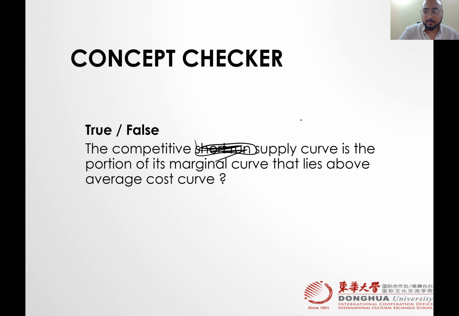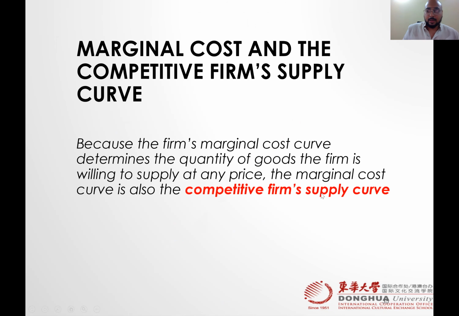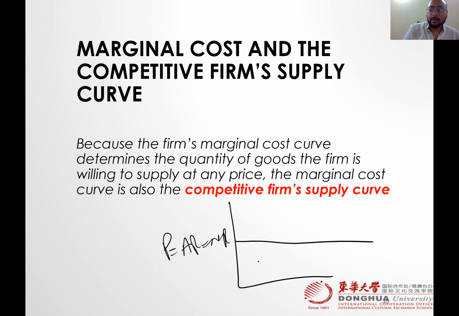True. I think it's true also. Well done. We just saw that, right? Because the firm's marginal cost curve determines the quantity of goods the firm is willing to supply at any price, the marginal cost curve is also the competitive firm supply curve, right? Demand curve, we already know, price is equal to AR is equal to MR, which is a straight line. And this is the MC, which is the supply curve.